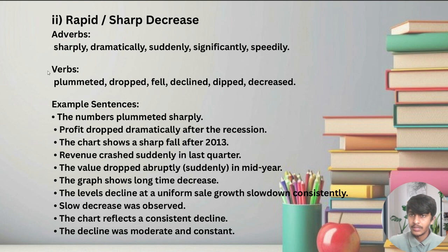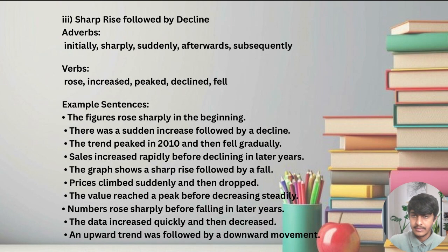Now this is slide number 2: rapid and sharp decrease. Now we move to slide number 3: sharp rise followed by decline. This pattern means the data first increases strongly, reaches a peak, and then decreases.